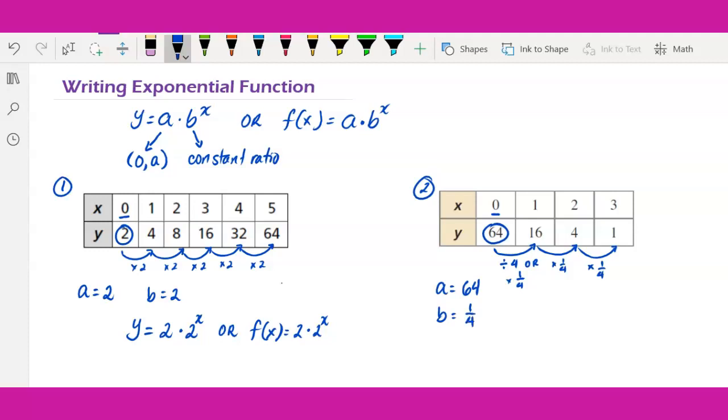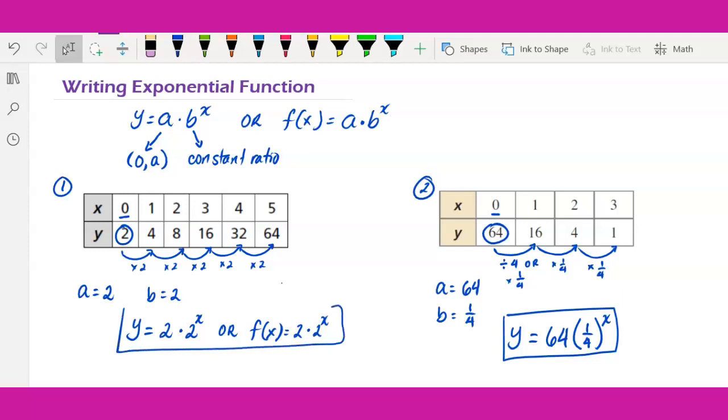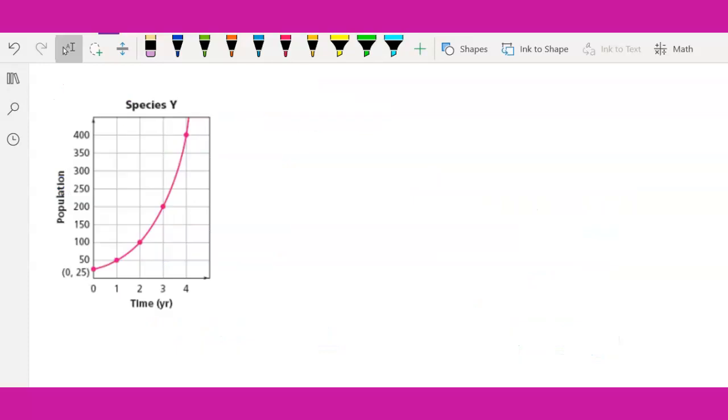So now our equation for this table is y equals a, which is 64, times 1/4, that's the number we're multiplying by, to the x power. And of course you can use f of x instead of y. So that's how you write the exponential function given the table. How about when you're asked to write the exponential function given the graph?